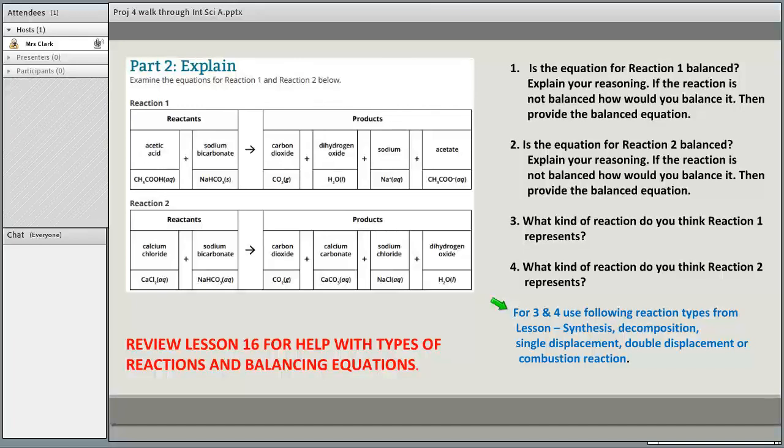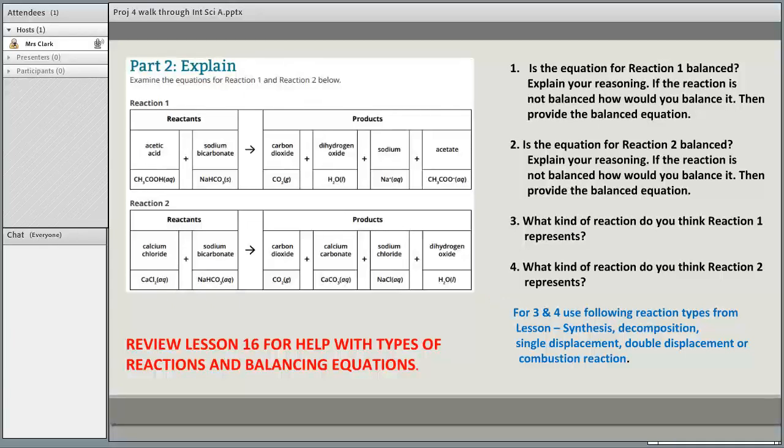So you're going to want to go back in lesson 16, look at those types of reactions, and then look at these reactions and decide which one best describes reaction 1 and reaction 2. Again, always go back to your lesson. Always go through the instructions carefully to help you be successful on these projects.